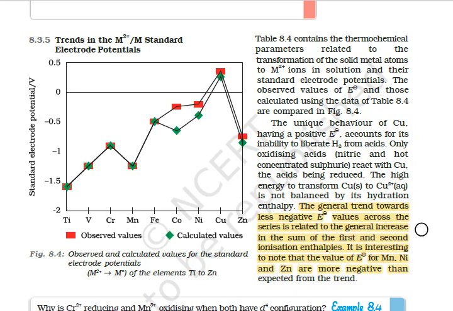The general trend towards less negative values across the series is related to the general increase in the sum of the first ionization enthalpy and the second ionization enthalpy. It is interesting to note that the values of electrode potential for manganese, nickel, and zinc are more negative than expected from the trend. Cobalt, nickel, and zinc are more negative compared to the trend which we are following here.